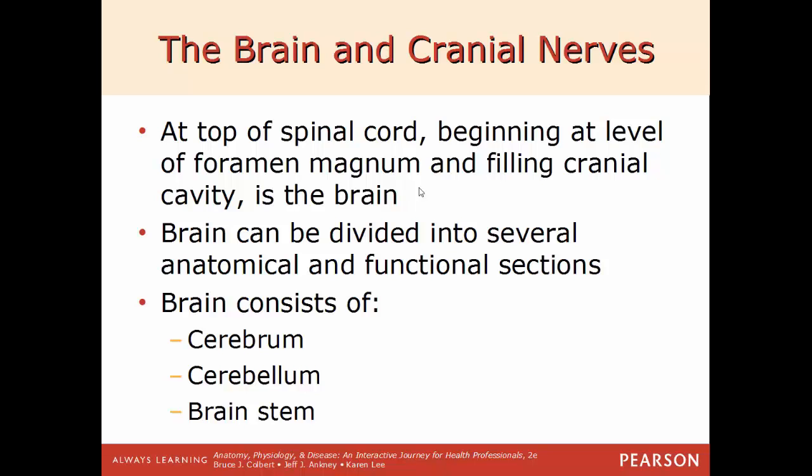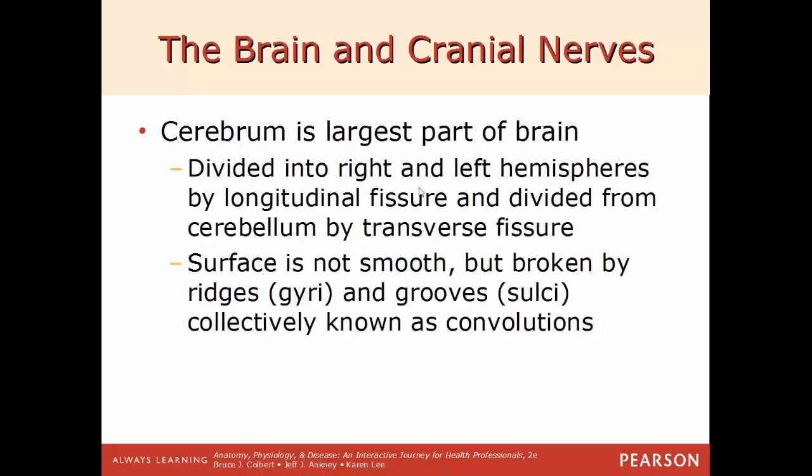The brain is divided into several anatomical and functional sections. The brain consists of the cerebrum, the larger part of the brain, the cerebellum, and then the brainstem. The cerebrum, the largest part of the brain, is the part that is divided into right and left hemispheres. This is divided in half by the longitudinal fissure, and divided from the cerebellum by the transverse fissure.